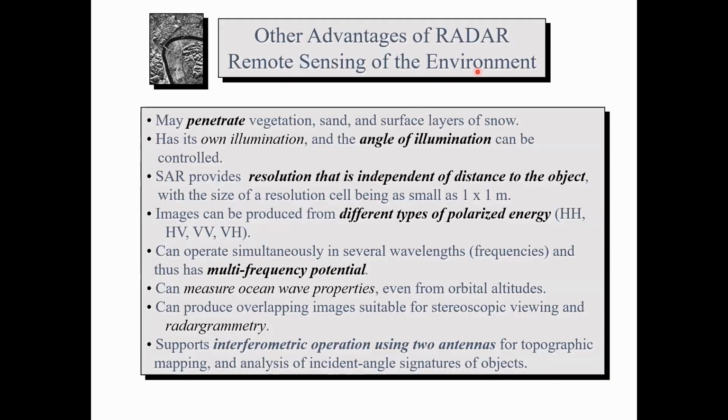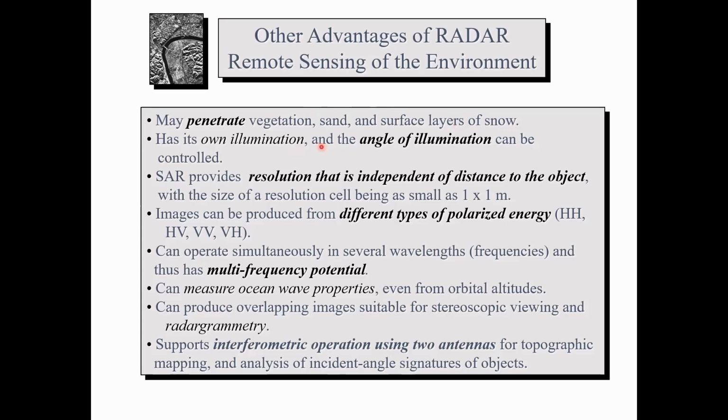So to continue with other advantages of radar, as I mentioned, they penetrate vegetation, sand, and surface layers of snow. This advantage has actually been used to measure the thickness of snow layers in Alaska. They can even penetrate the ground to an extent that they can be used to study underground hydrology phenomena, just a few centimeters or even sub-surface analysis of the hydrology. That's how good this microwave sensing is compared to optical, which normally stops.